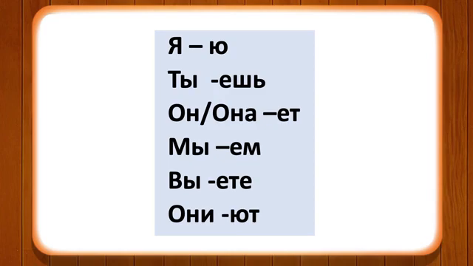Same goes for ona. With my, you take the stem of the verb and you add the ending yem. For vy, you take the stem of the verb and you add the ending yete. For oni, you take the stem of the verb and you add the ending yut. This is the first conjugation. These endings are of the first conjugation. Let us now learn the second conjugation.